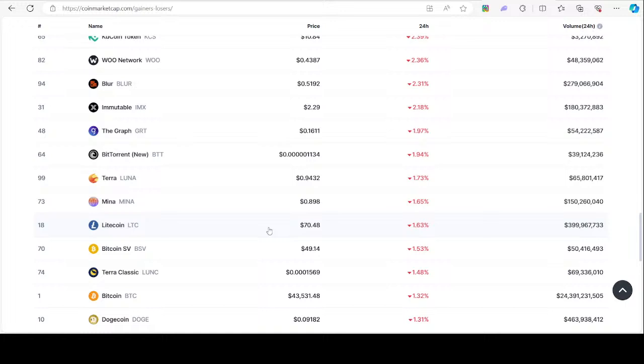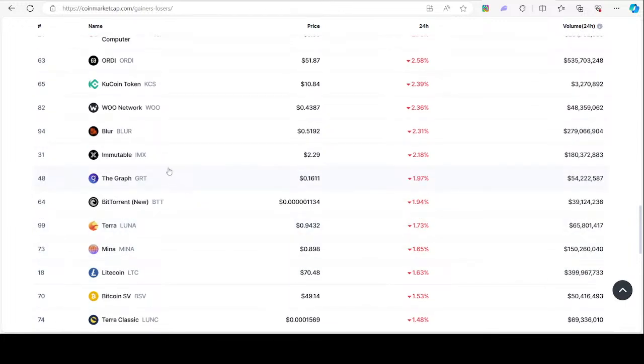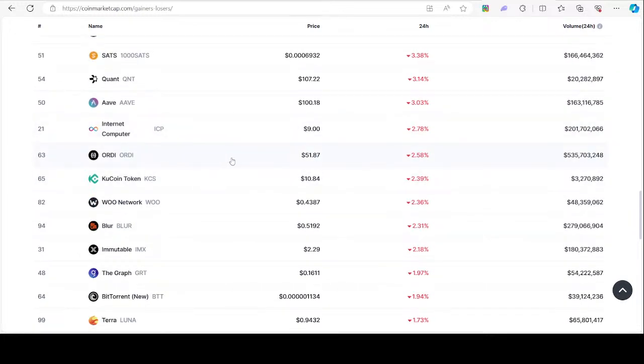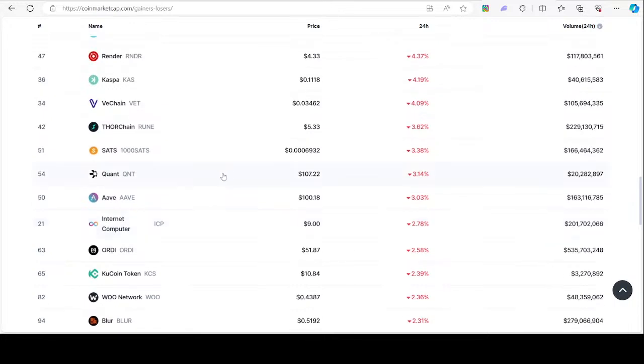Litecoin is probably going to be on the mix there. Graph, Blur. You're watching Blur for a short? But no, I was just watching Blur at one point. Why did you get into AVAX just now? AVAX was called out earlier.